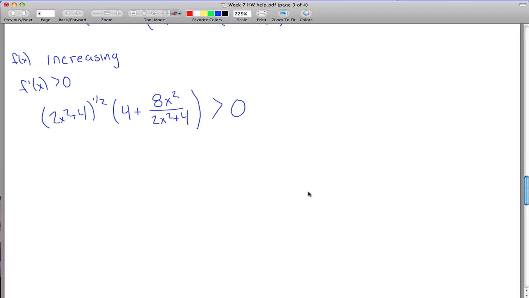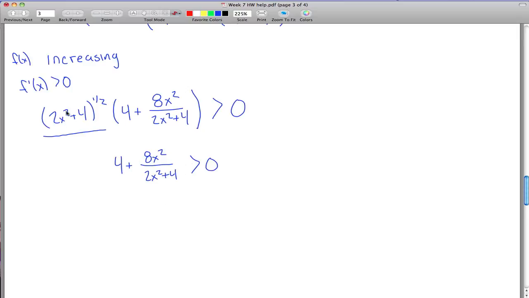Okay. The thing to realize here is that when you take a square root, you're always going to get a positive number. The square root of anything is positive. So this term over here is always positive, so we can divide both sides of our inequality by this term, and it won't flip the sign around. We'll be left with 4 plus 8x squared divided by 2x squared plus 4 is greater than 0. So this line is equivalent to this line, and we can solve this line right here.